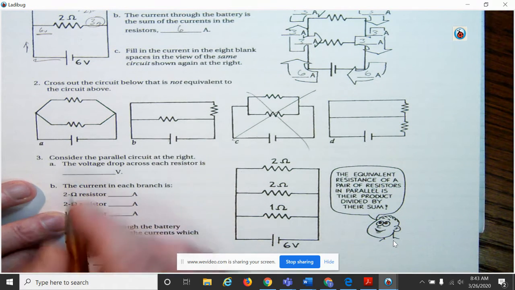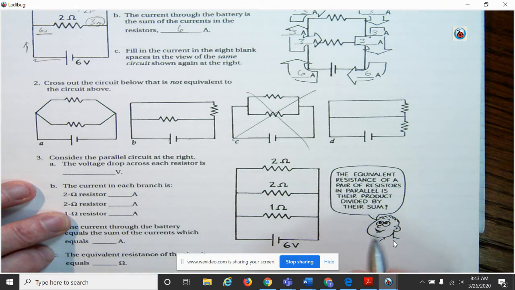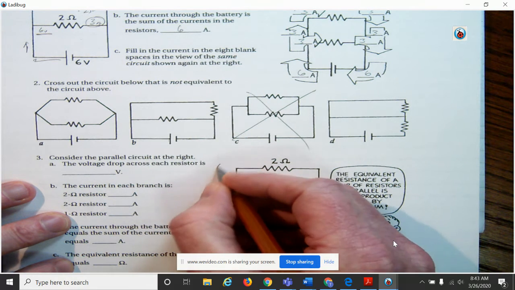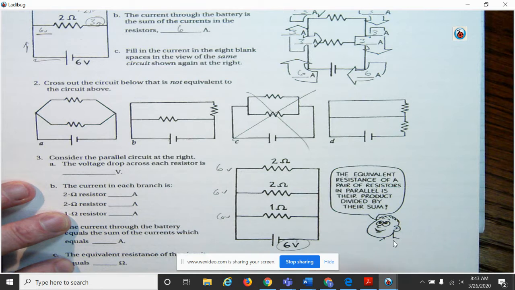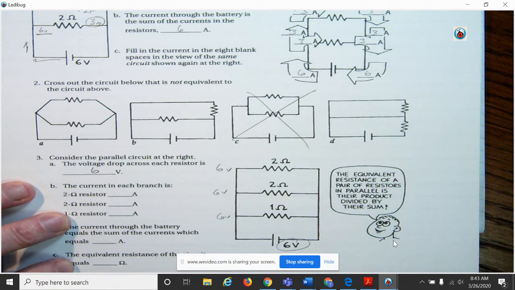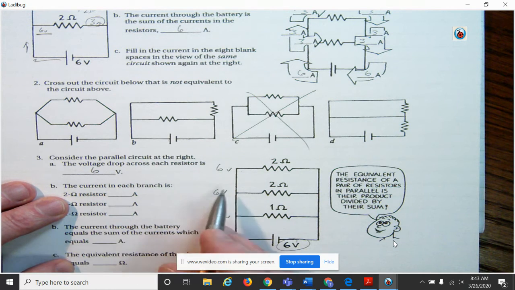Moving right along here. It says, consider the parallel circuit to the right. What is the voltage drop across each resistor? Now keep in mind, voltage is going to be the same across each part, like I just got through saying. So the voltage in this situation is going to be what my initial voltage was, so it's going to be 6 volts.